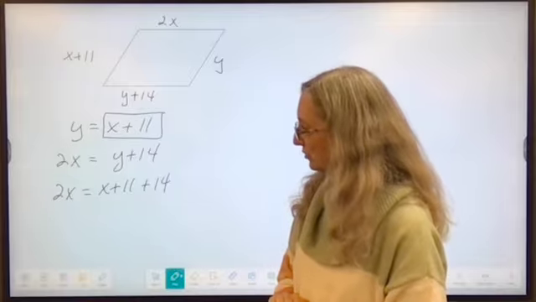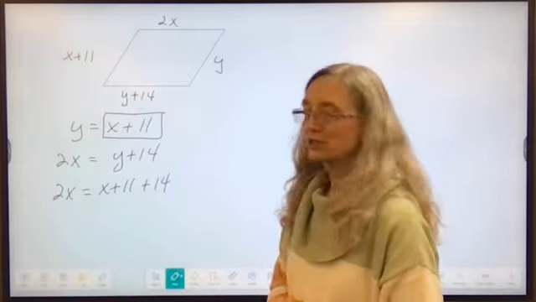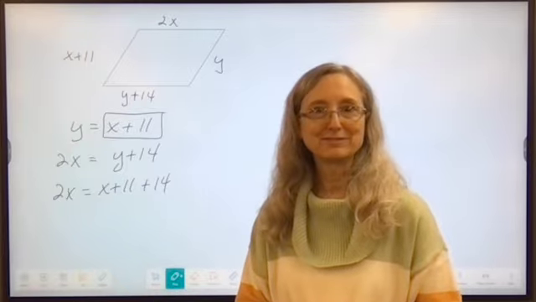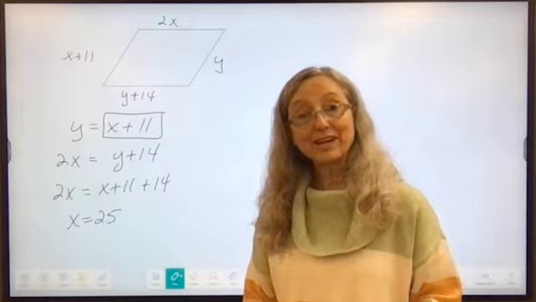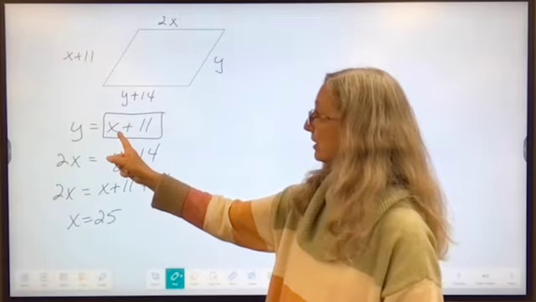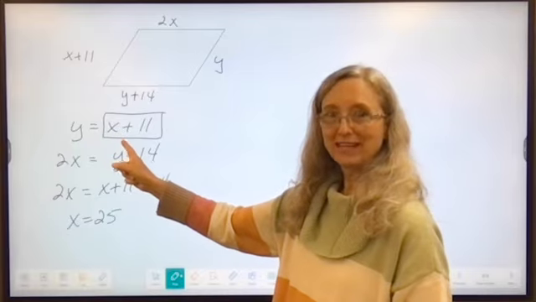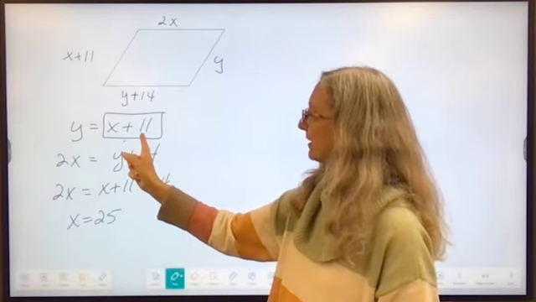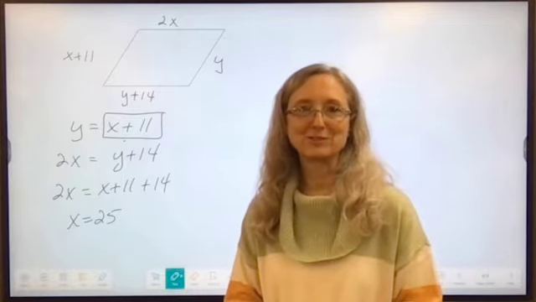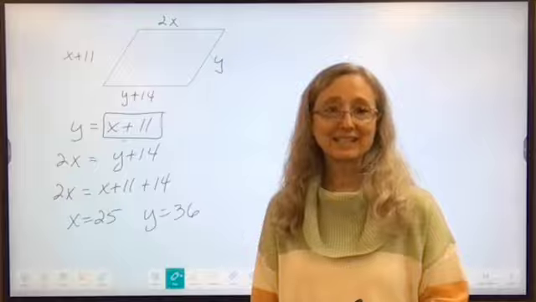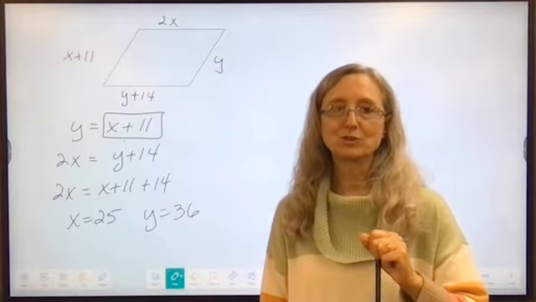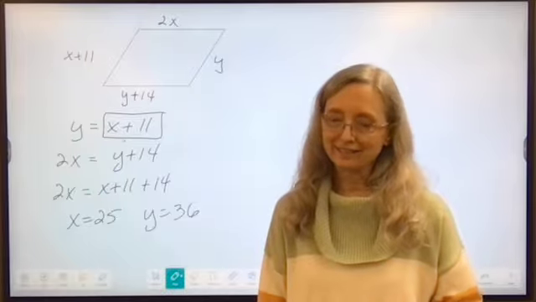Now I know that 2x is equal to x plus 25. That means x must be 25. And now that I know that x is 25, I can plug that into this equation here, and that means 25 plus 11 is y, which would be 36. And I have my answers. So that's an example of the type of problem you will have to solve knowing how to show that a quadrilateral is a parallelogram.